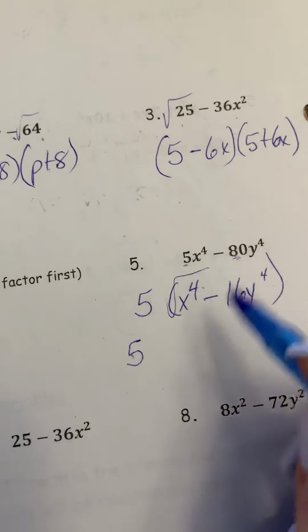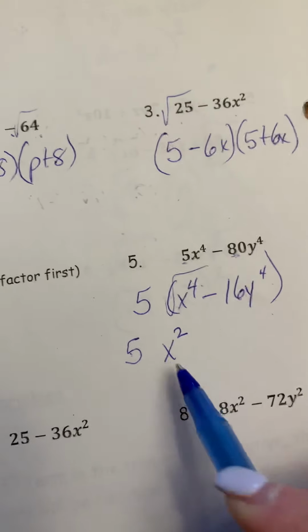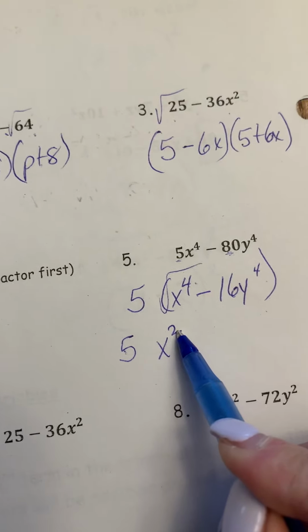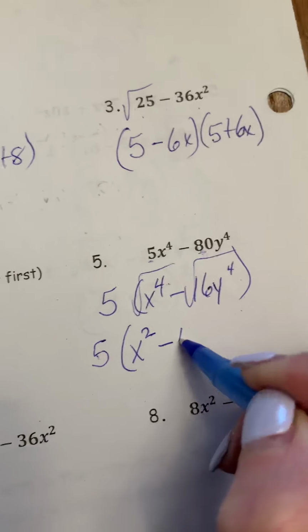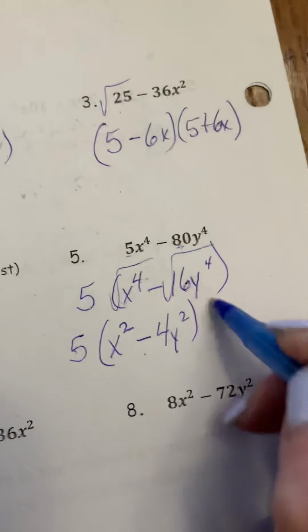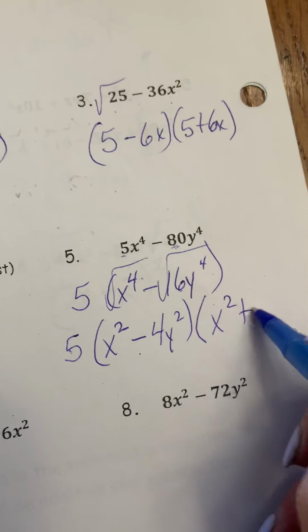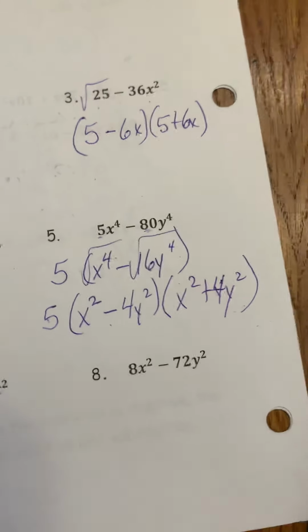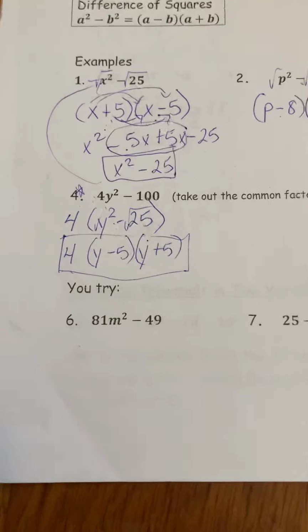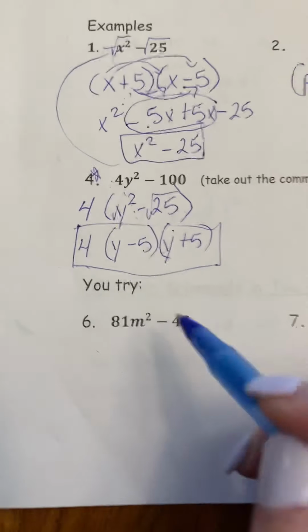The square root of x to the power of 4 is x squared. X squared times x squared, remember we add the exponents, we get back to x to the power of 4, minus 4y squared. I made this one negative, therefore the second factor has to be positive, and that's done.